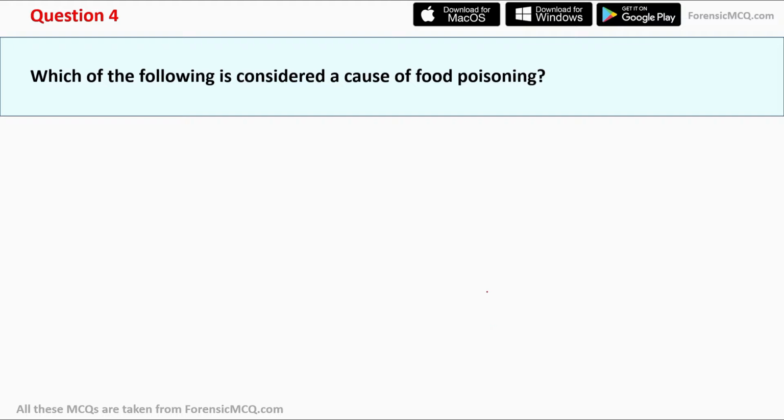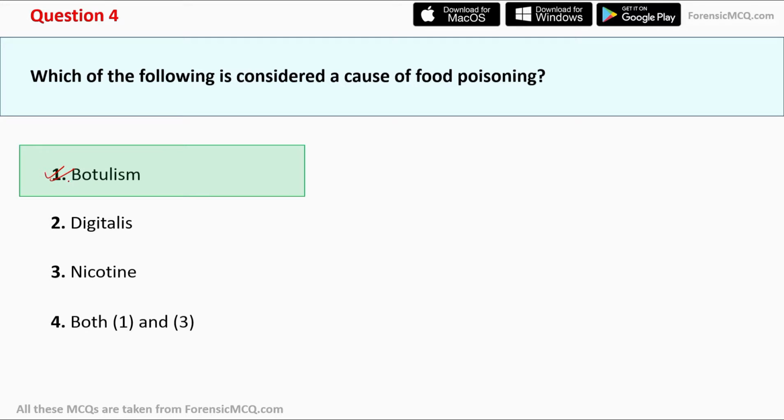Now, let's move to question number 4. Which of the following is considered as a cause of food poisoning? And here are the options. Option first is botulism, second is digitalis, third is nicotine, and fourth is both first and third. And the correct answer for this question is botulism, that is option number first.